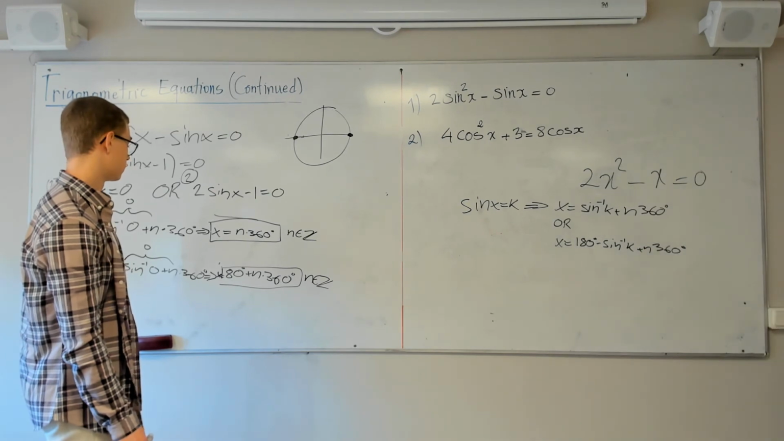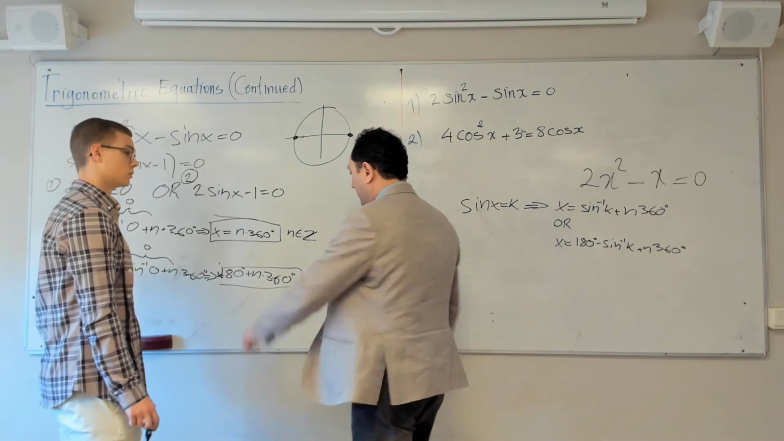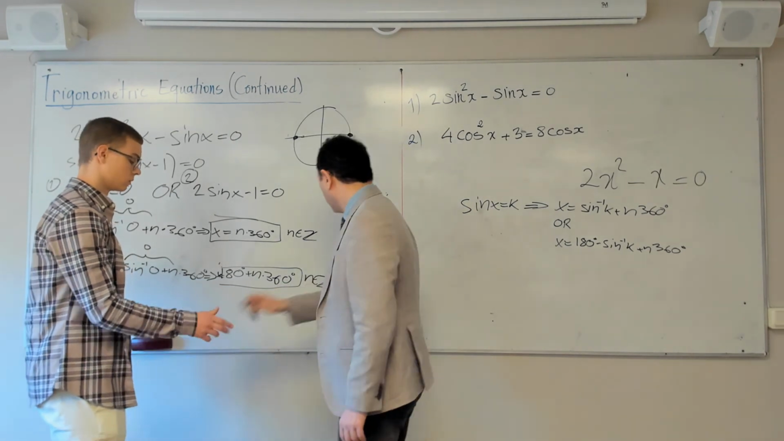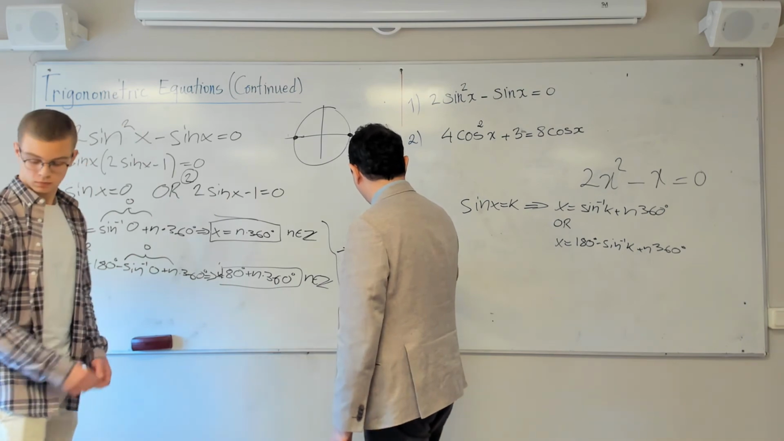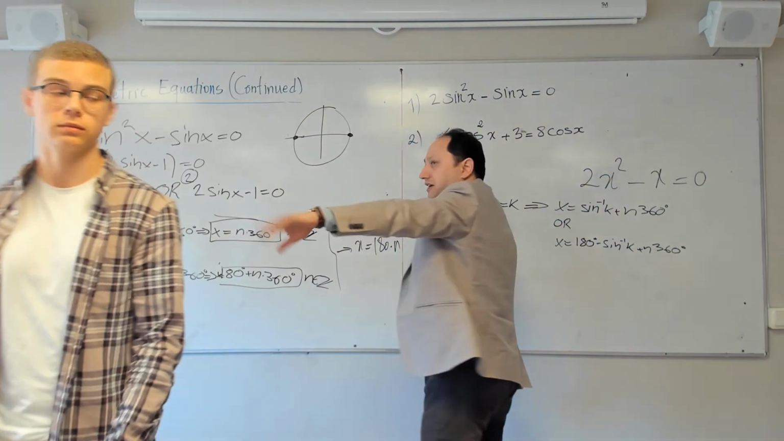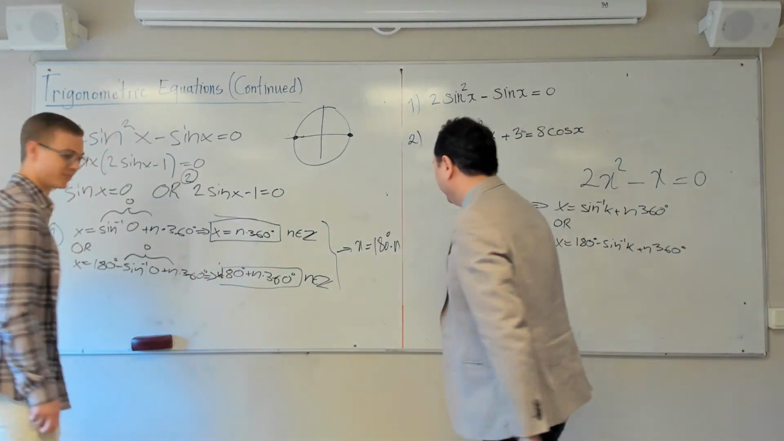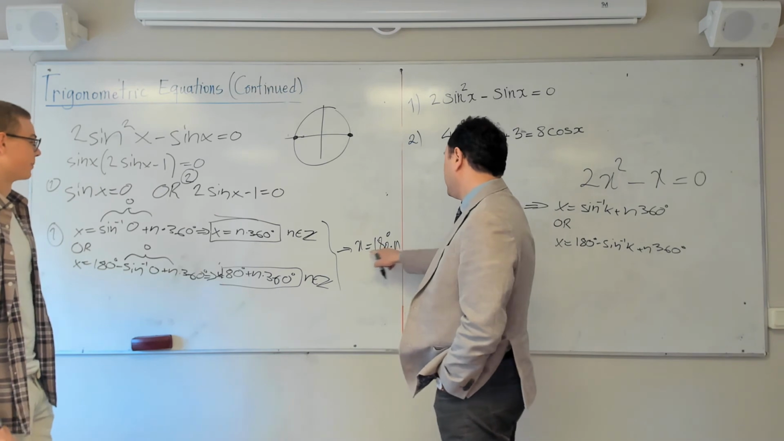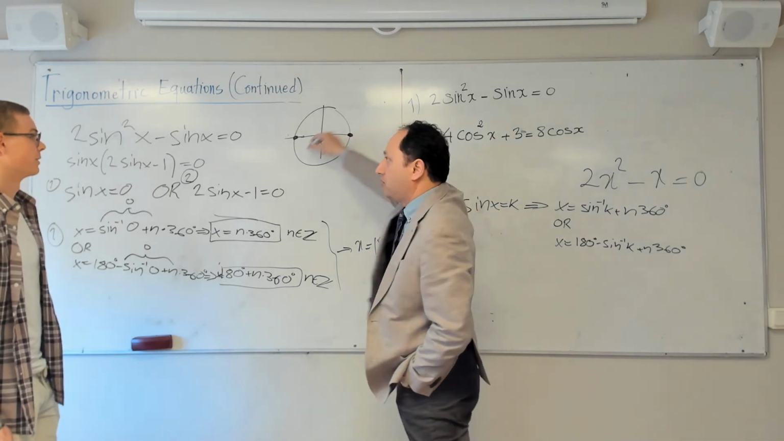N times 180 is simpler than this version. So here, you would say that all of them can be combined into 180 times n. Because your goal is... Ruben, you're supposed to solve this one as well. Okay, so here, x is 180 times n, because this will generate both of them.